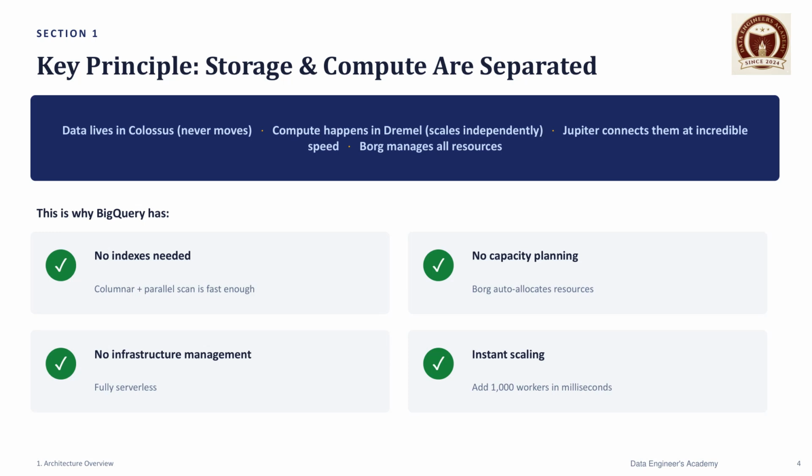A key principle of BigQuery is that storage and compute are completely separated. Data lives in Colossus and never moves, while compute happens in Dremel. This enables infinite scaling without the need for indexes or capacity planning.